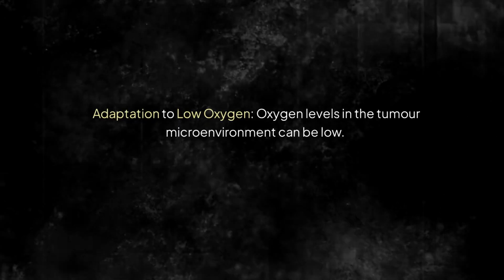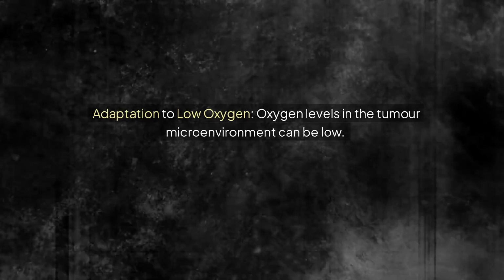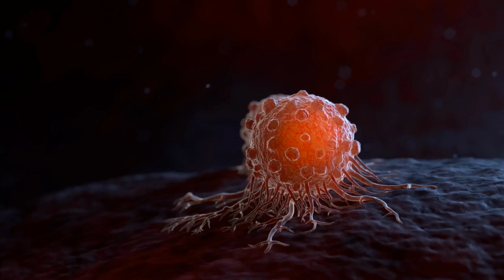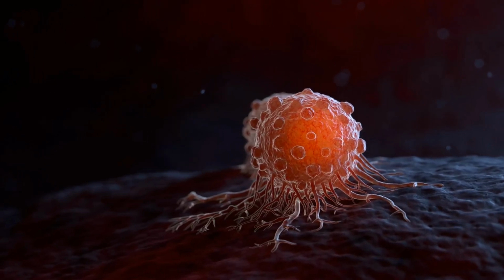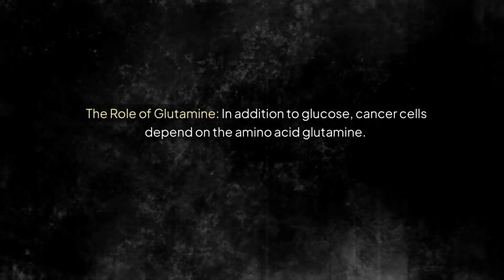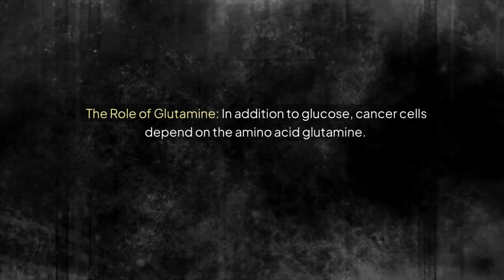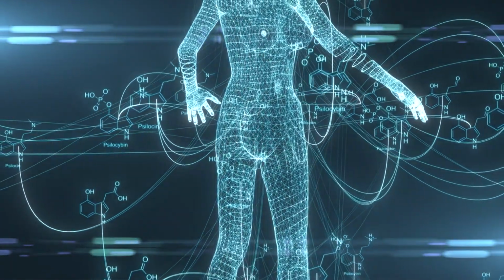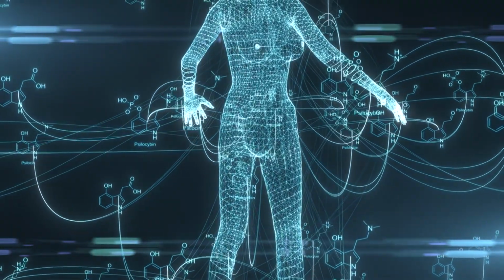3. Adaptation to low oxygen. Oxygen levels in the tumor microenvironment can be low. Glycolysis enables cancer cells to survive and thrive in these hypoxic conditions. The role of glutamine. In addition to glucose, cancer cells depend on the amino acid glutamine. Glutamine serves as a critical nutrient that supports various cellular functions.